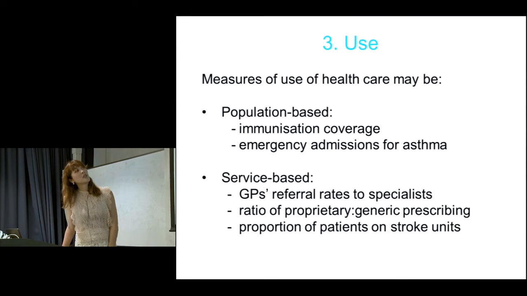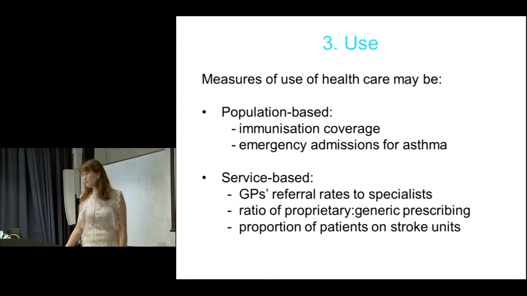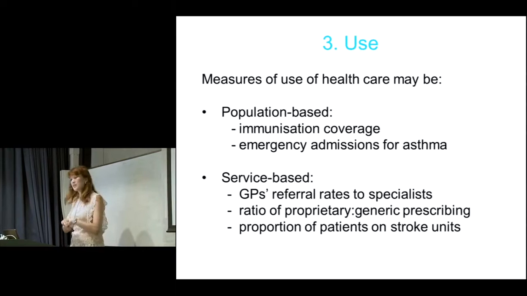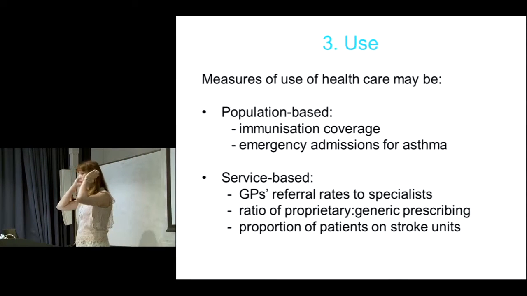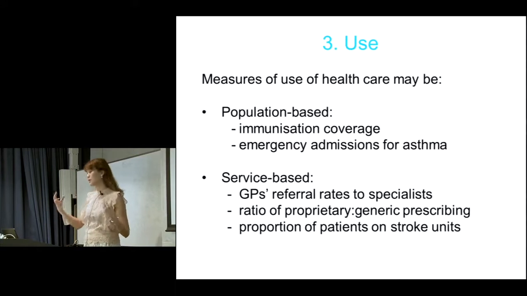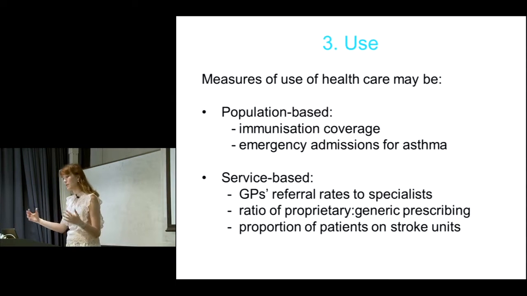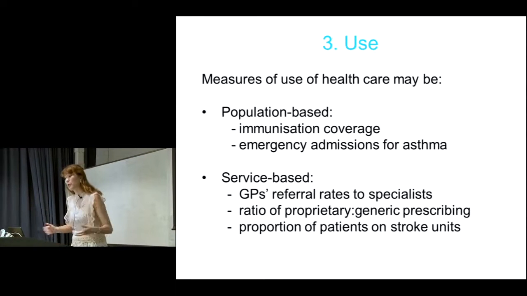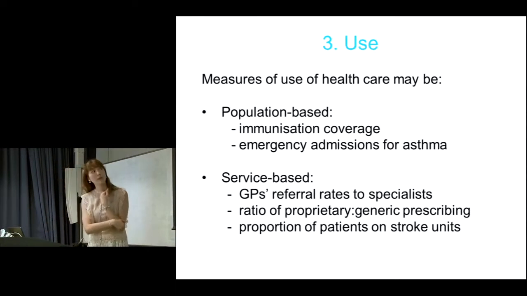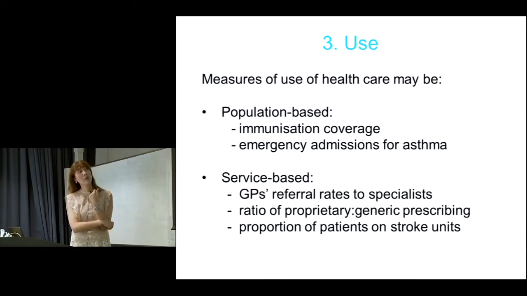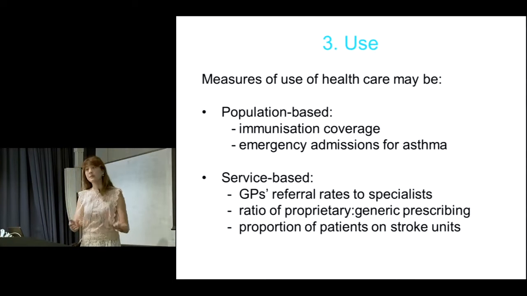So thirdly, use. Now we can look at use in different ways, different perspectives. Mainly the measures of use are from two different perspectives, different ways of accounting for where the data comes from. Firstly is population-based, so where the individual population is counted. For example, we can have immunization coverages, emergency admissions for asthma, we count the number of people, that's population-based.